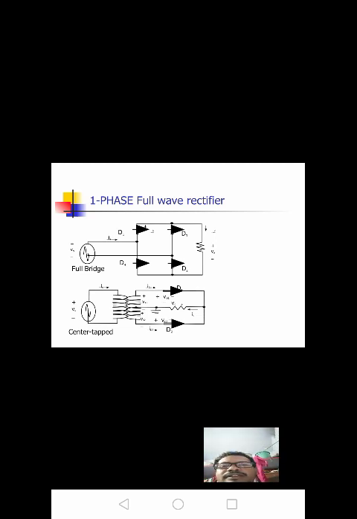In the same way, the center tapped rectifier also does full wave conversion, but here we are using 2 diodes. In the center tapped rectifier we are using 2 diodes. In the full bridge rectifier we are using 4 diodes.